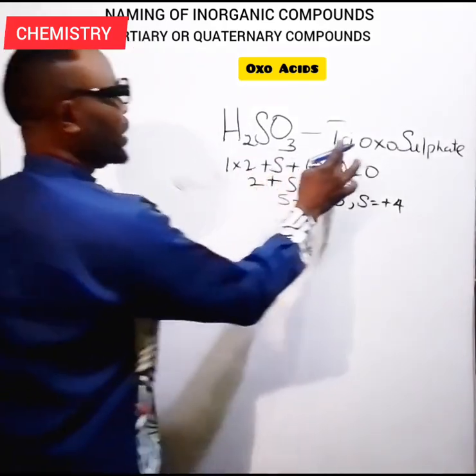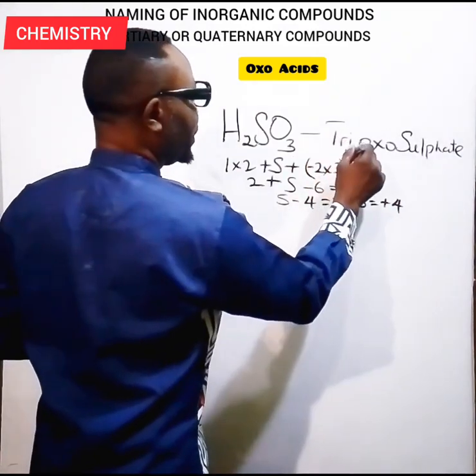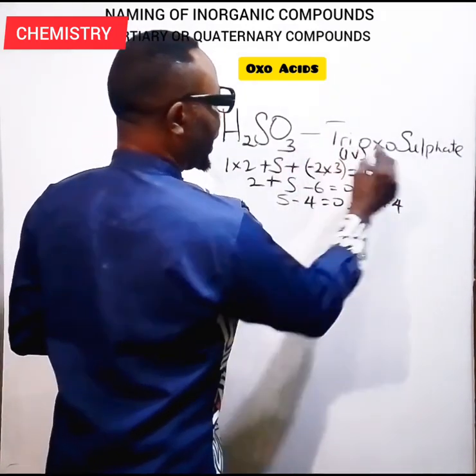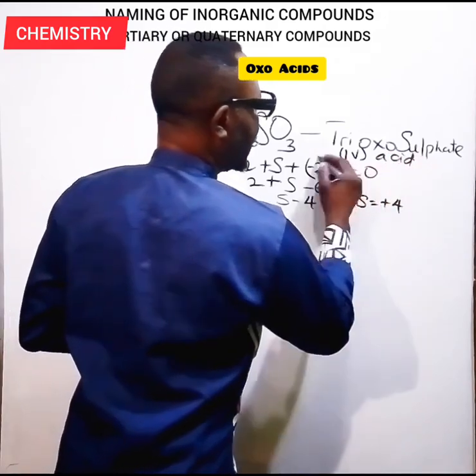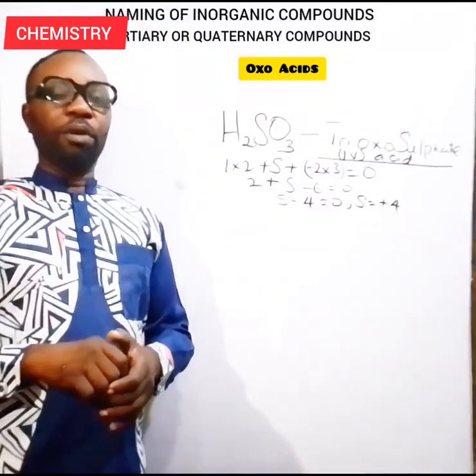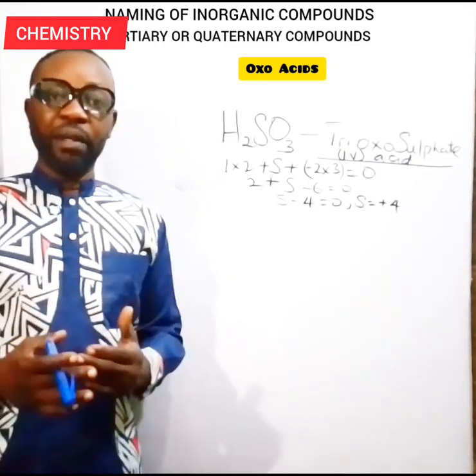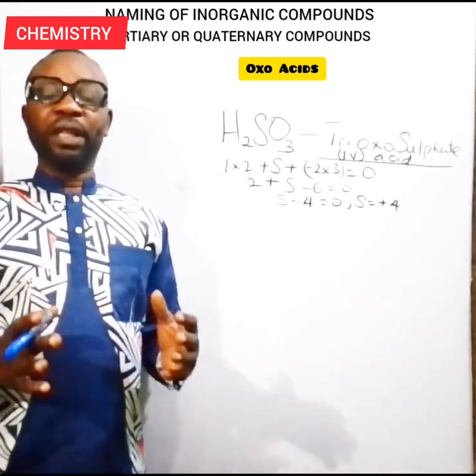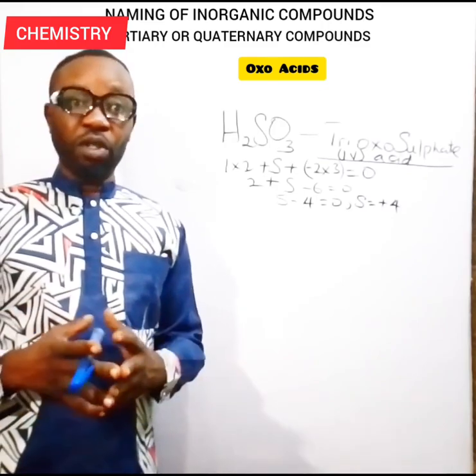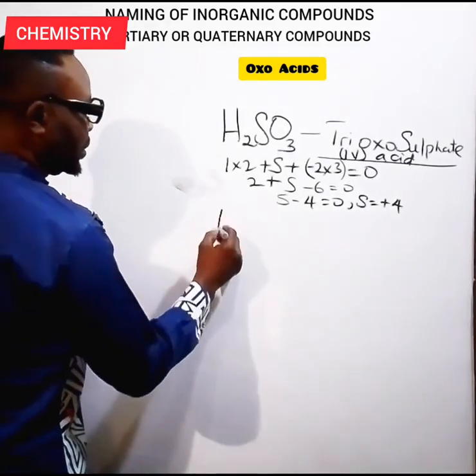So the name will now be completed as trioxo sulfate 4, put it in bracket, acid. Trioxo sulfate 4 acid. I'm going to give you another one now. By the time I give you 2 or 3 examples, you should be able to do the naming of any form of oxo acid with ease. H3PO4, that's another one.